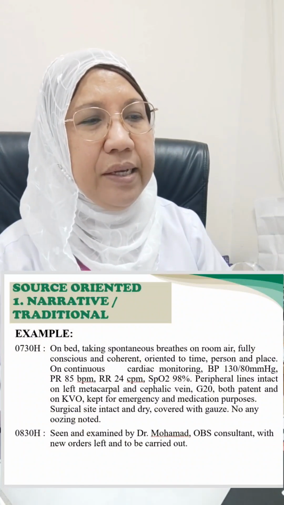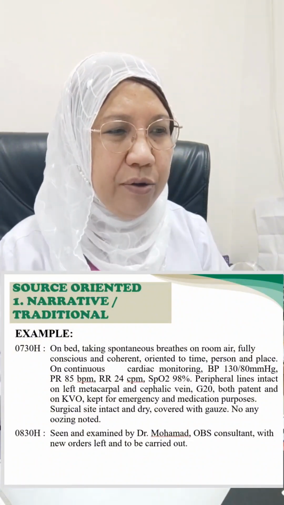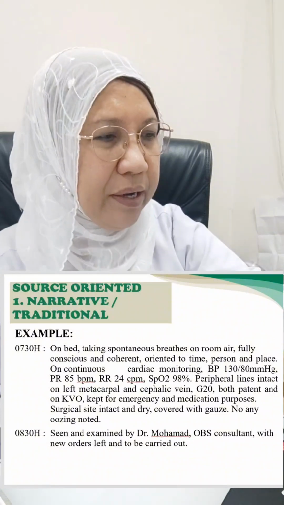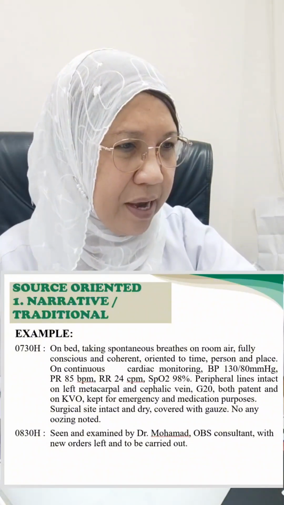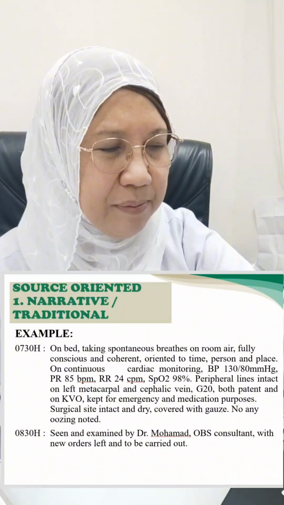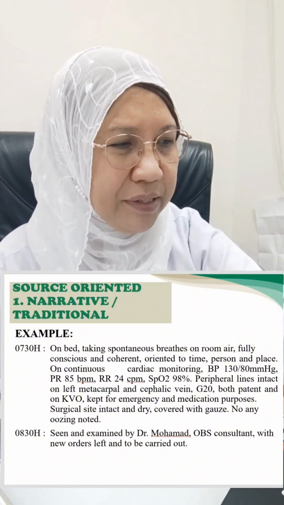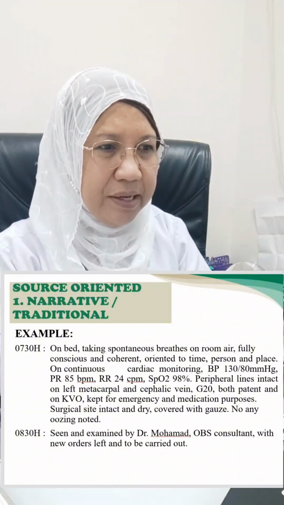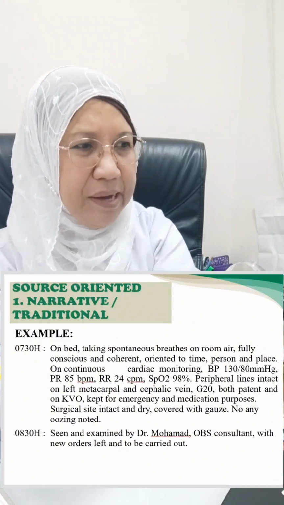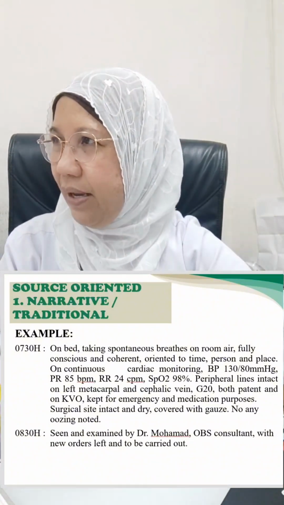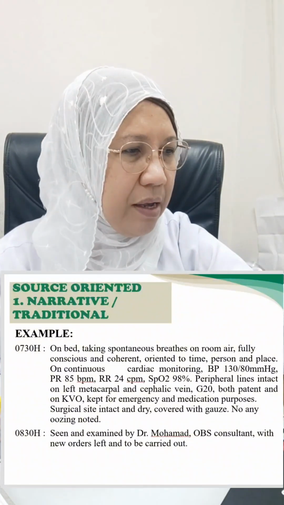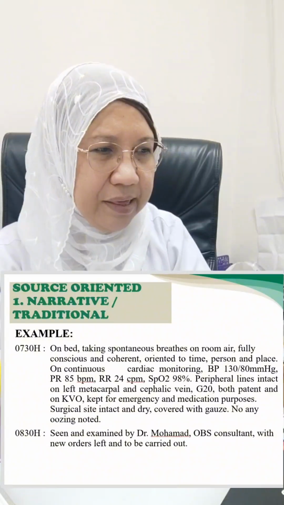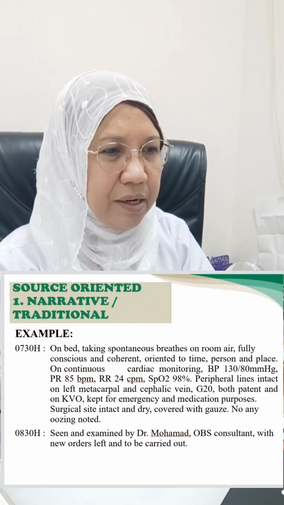Traditional, you see, at 0730 hours, on bed, taking spontaneous breaths on room air, fully conscious and coherent. Oriented to time, blood pressure 130/80 millimeter of mercury, pulse rate 85 beats per minute, respiratory rate 24 cycles per minute. SpO2, this is oxygen saturation, 98%. Peripheral lines intact on left metacarpal and cephalic vein. Okay? Gauge 20. You know this gauge 20? This is cannula size. Both patent on KBO, kept for emergency and medication purposes. Surgical site intact and dry, covered with gauze, no oozing noted.